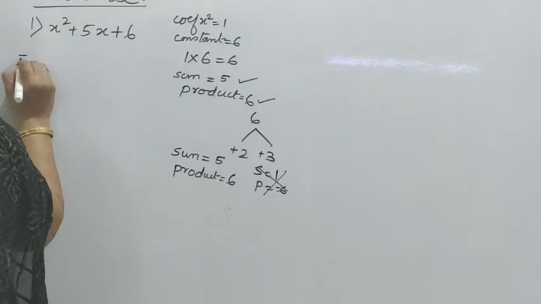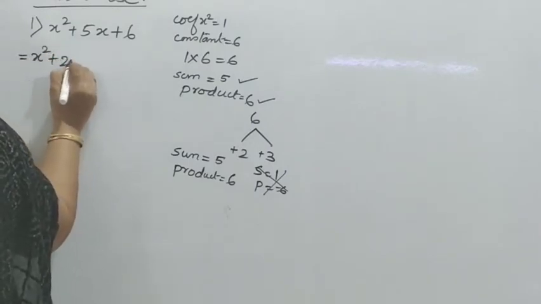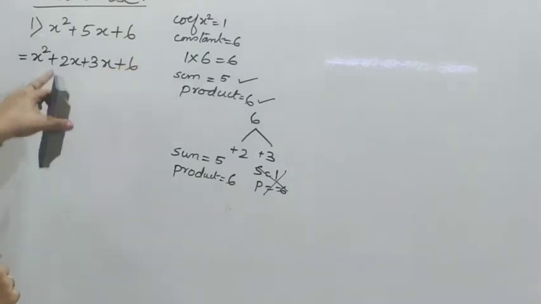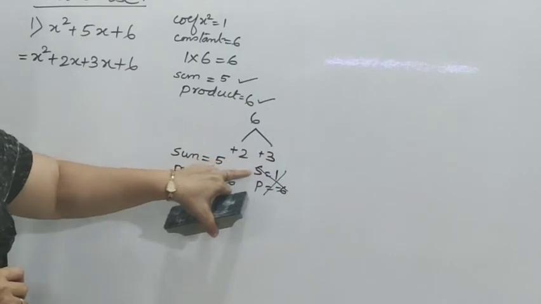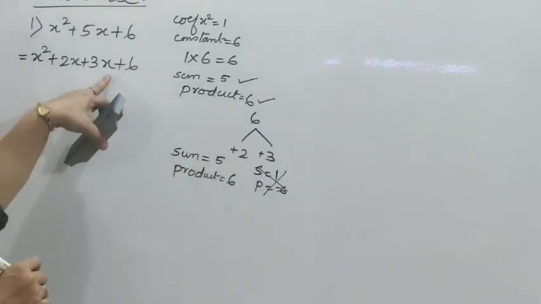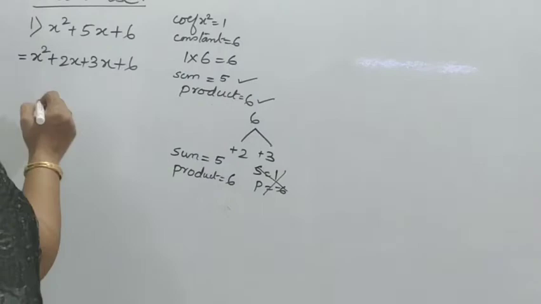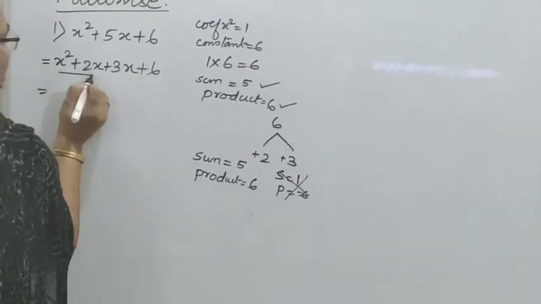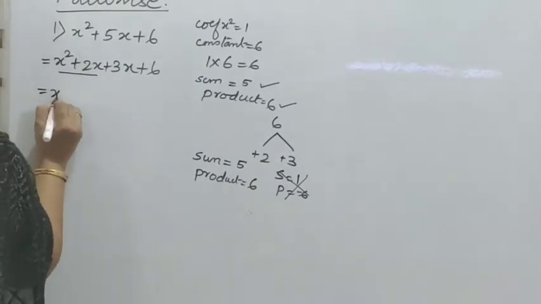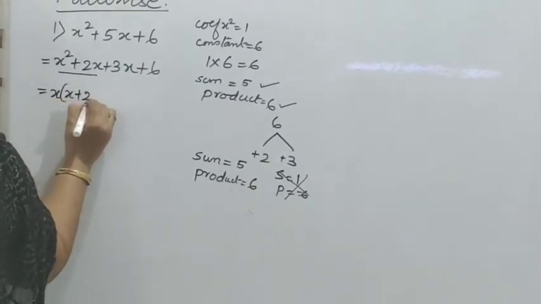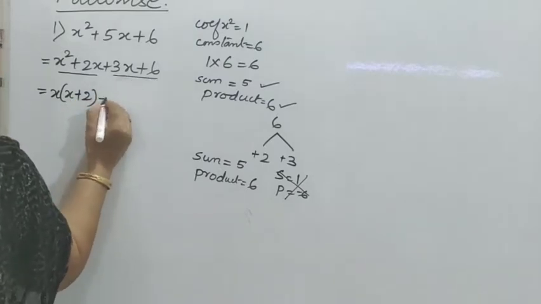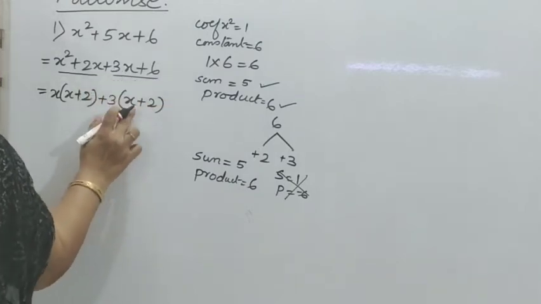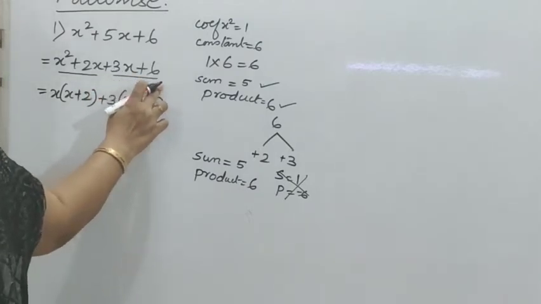That means x square plus 2x plus 3x plus 6. That is how to split the middle term: 5x is written in terms of these factors, first 2x and second 3x. Now, what is common from the first two terms? That is x, giving x bracket x plus 2. Again, what is common from the next two terms? 3, giving x plus 2 again. With 3 taken common, the remaining is x and 2.